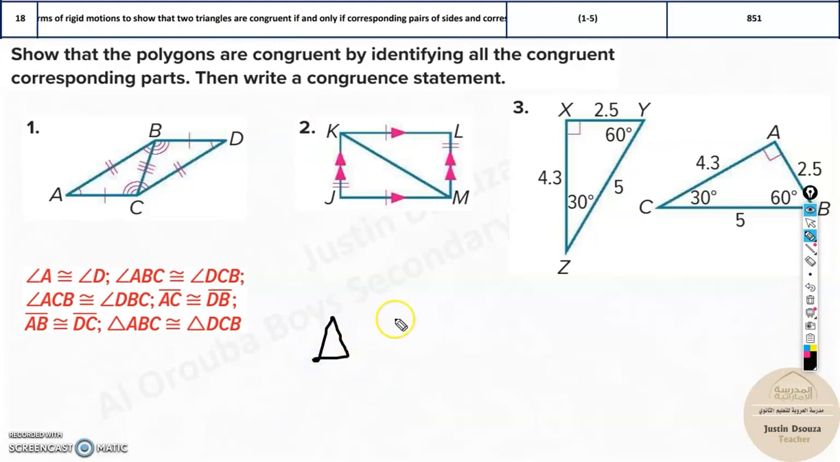Now over here, triangle KJM. Anything would be fine. I'll just write KJM.